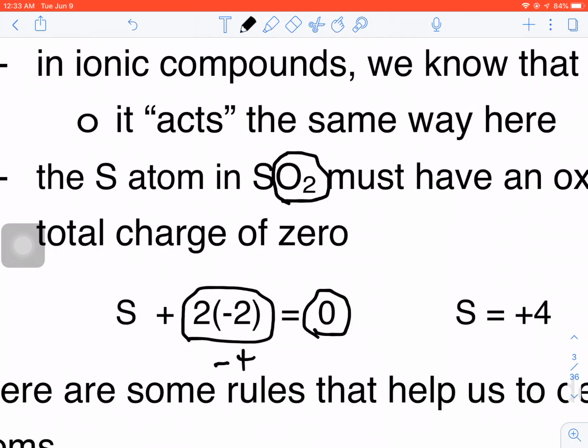Becomes -4, and then the -4 goes across to the other side to become +4. So the sulfur becomes +4 because the 2 oxygens are both -2, which makes up -4, and they have to add up to 0.